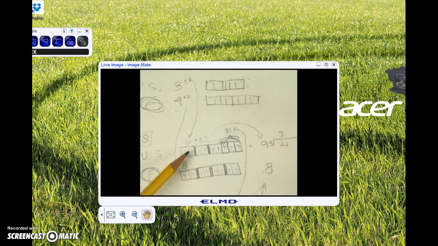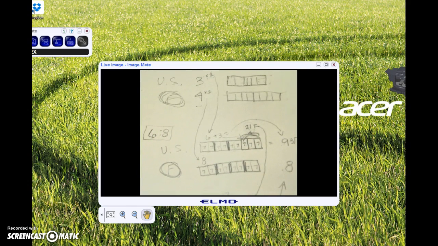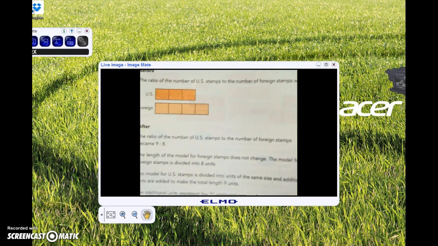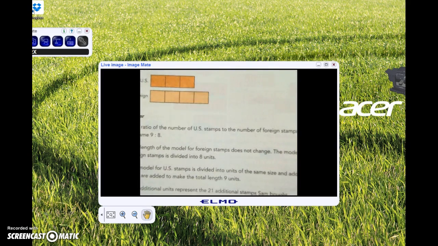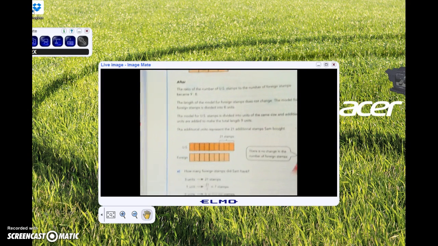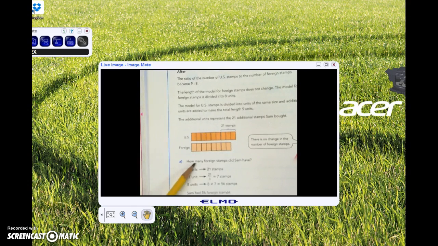So remember, on a ratio, if I know that these are 7, the ratio says each portion is equal, so all of these would be 7 as well. So hopefully that makes sense to you, that now you can answer your questions on our problem here. I'll scoot this up or zoom it out so you can see the whole problem. It says on A, how many foreign stamps did Sam have?